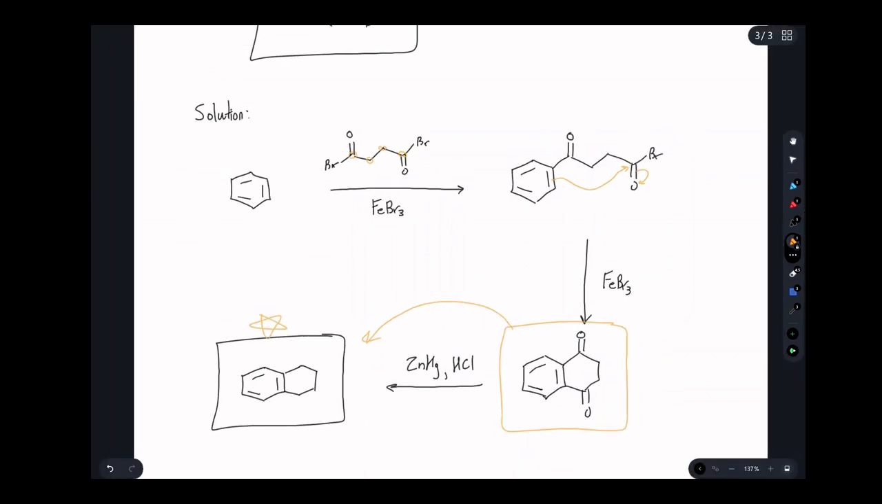I find questions like these pretty cool when we use these intramolecular reactions. I hope you found it cool as well. And if you see it on a test, maybe you'll be less surprised now.